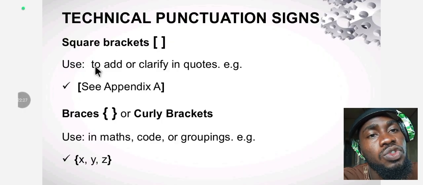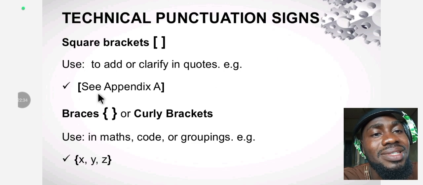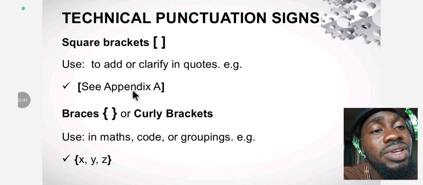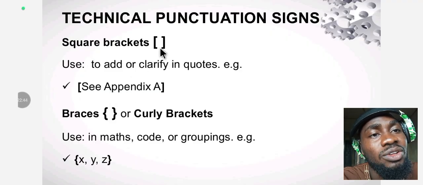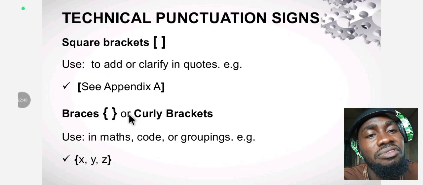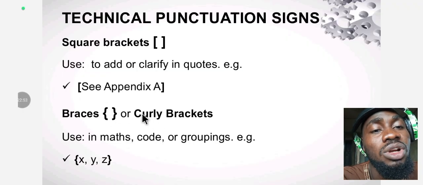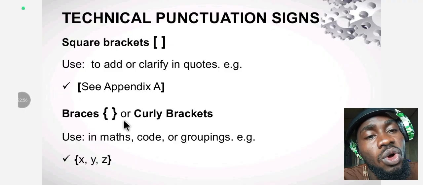What is it used for? To add or clarify in quotes. For example, see appendix A, to clarify. For clarity reason, they just put it inside this kind of brackets. Brace bracket is another one we are having here. This bracket is called a brace bracket, or you can also call it a curly bracket.